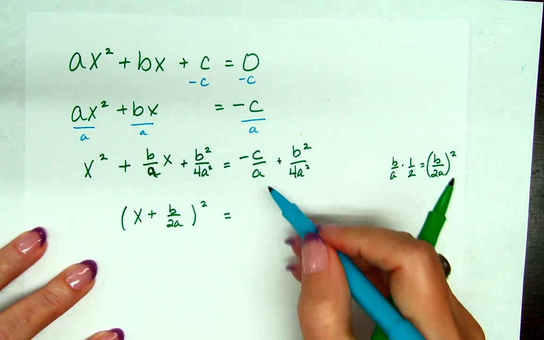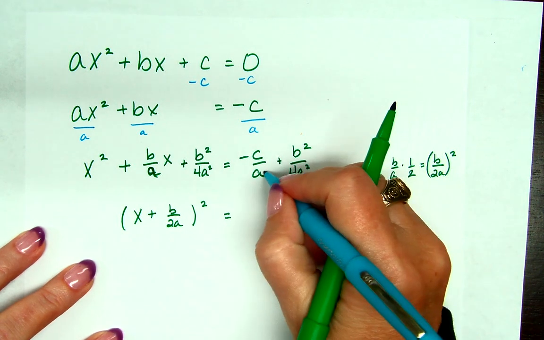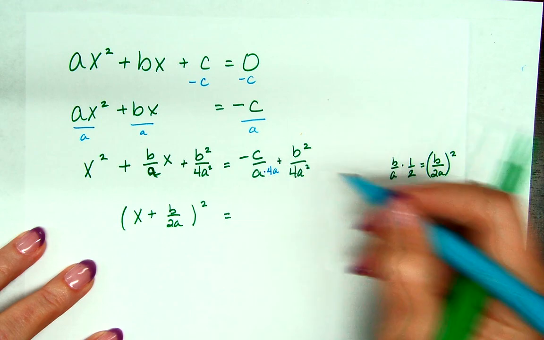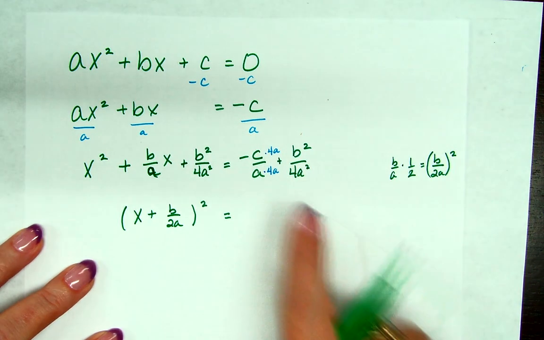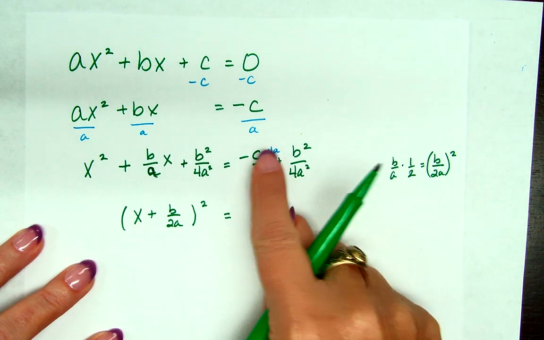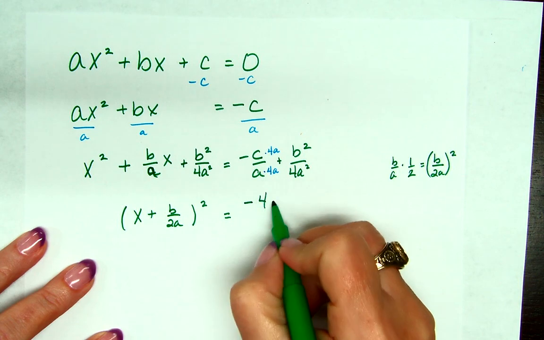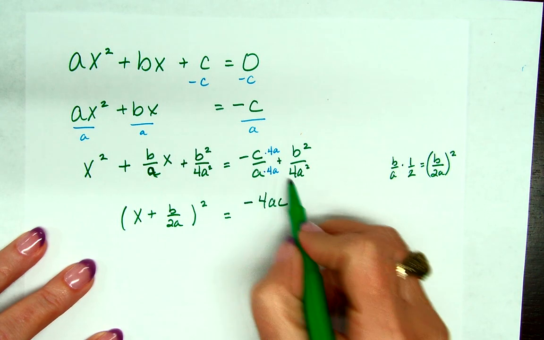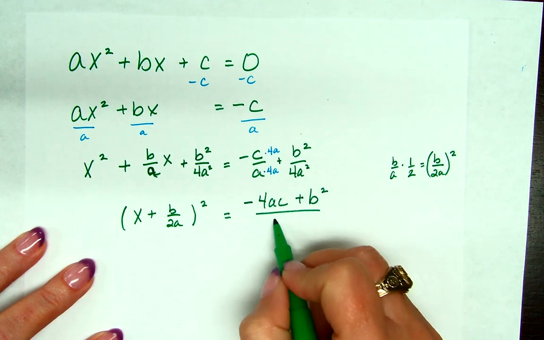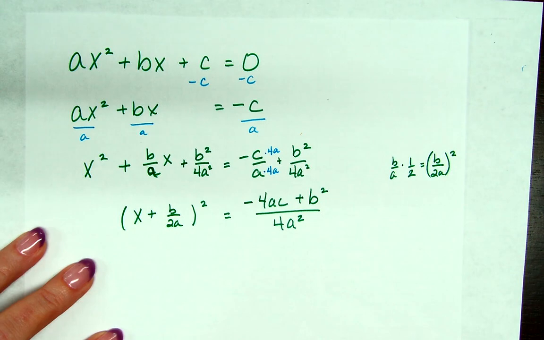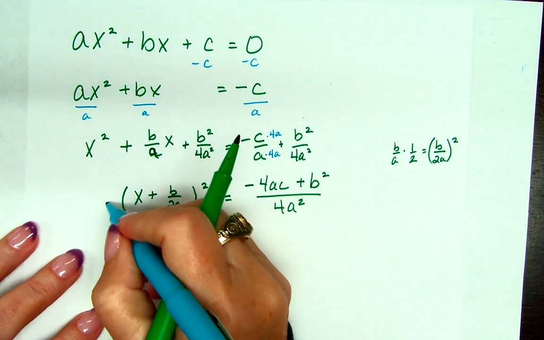4a squared. So what do I have to multiply this by to make it become 4a squared? 4a. And if I multiply the denominator by 4a, very good, multiply the numerator by 4a, right? So this one right here is, let's see, I'm going to put everything in the right order. So negative 4ac. Well, now that they have a common denominator, can't I go ahead and add that numerator as well? All over 4a squared.